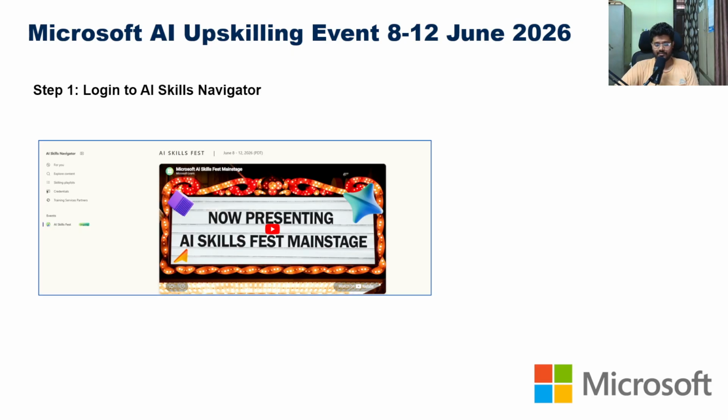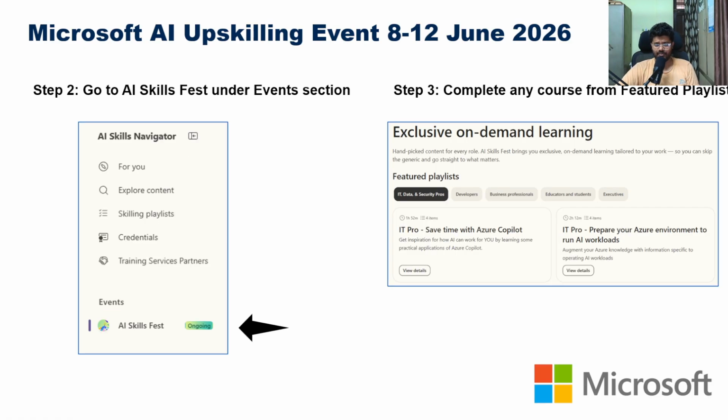So step 1 is basically you have to log into the AI Skills Navigator with your Microsoft ID, right? Whether it is your Office ID or your personal ID, you can log in. And then step 2 is go to the AI Skills Fest under the event section, as you can see, AI Skills Fest. And then step 3 is you will see this exclusive on-demand learning on the website. You have to select and complete any course from the featured playlist.